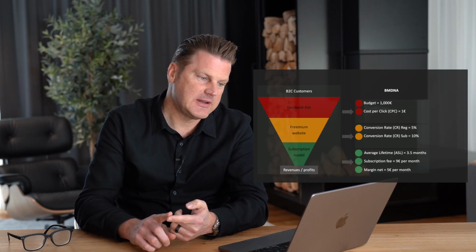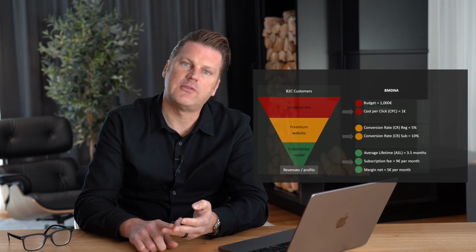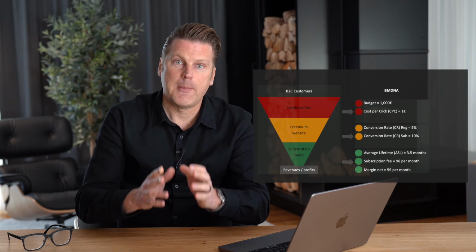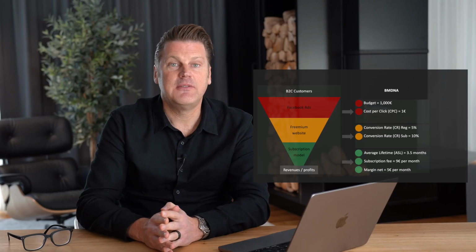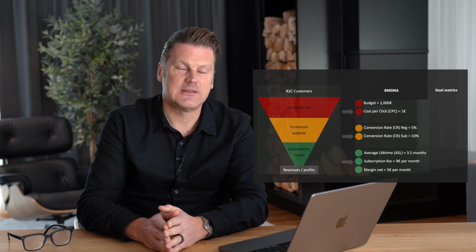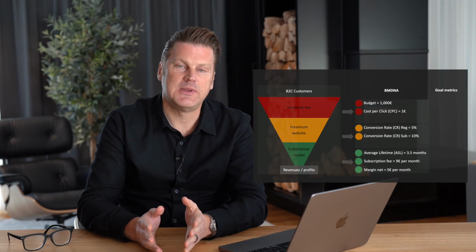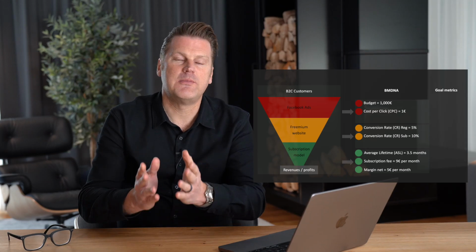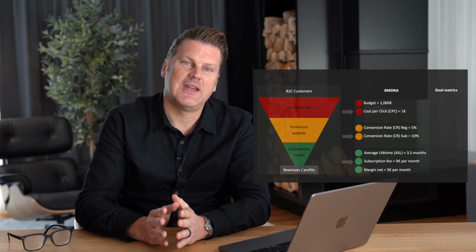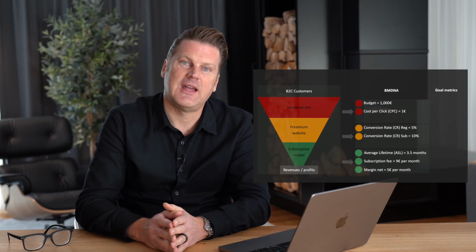So we have the budget, the cost per click, the 2 conversion rates, and the 3 metrics for the revenue model. So based on the business model DNA, we could calculate the business goal metrics. So I asked the team, what's your goal? They told me getting profitable, so we measure the business goals, customer acquisition cost as well as lifetime value, as metrics.